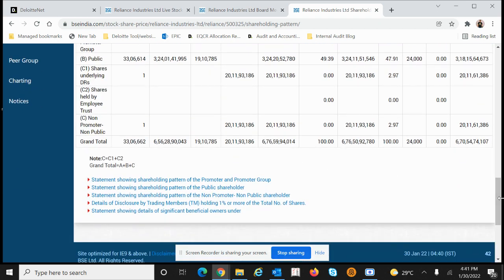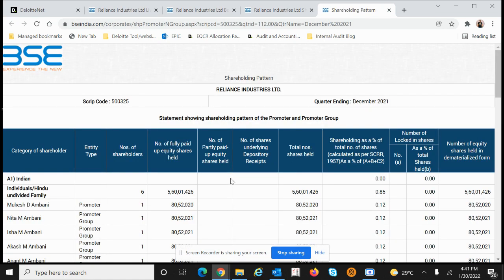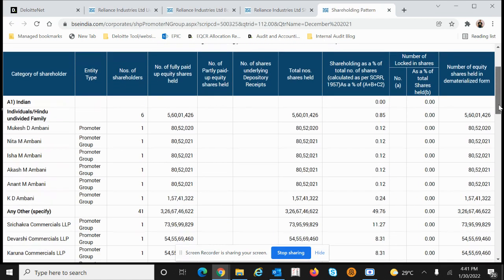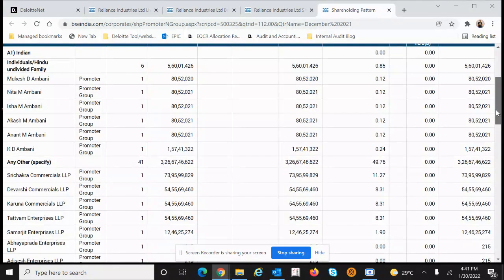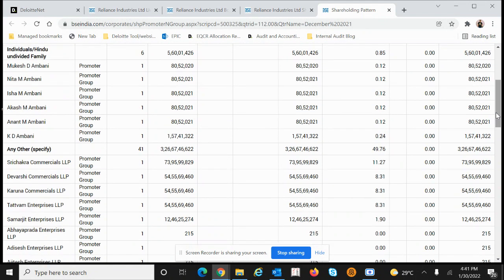Now, if you further want to see who, in the promoter and promoter group, is holding the shares of Reliance Industries Limited, we click on promoter and promoter group. As you can see, Mukesh Ambani is holding 0.12%, Neeta Ambani 0.12%, and Isha Ambani, Akash Ambani, Anant Ambani, and KD Ambani are holding 0.12% respectively. And any other, Shrikar Commercial LLP is holding 11.27%.